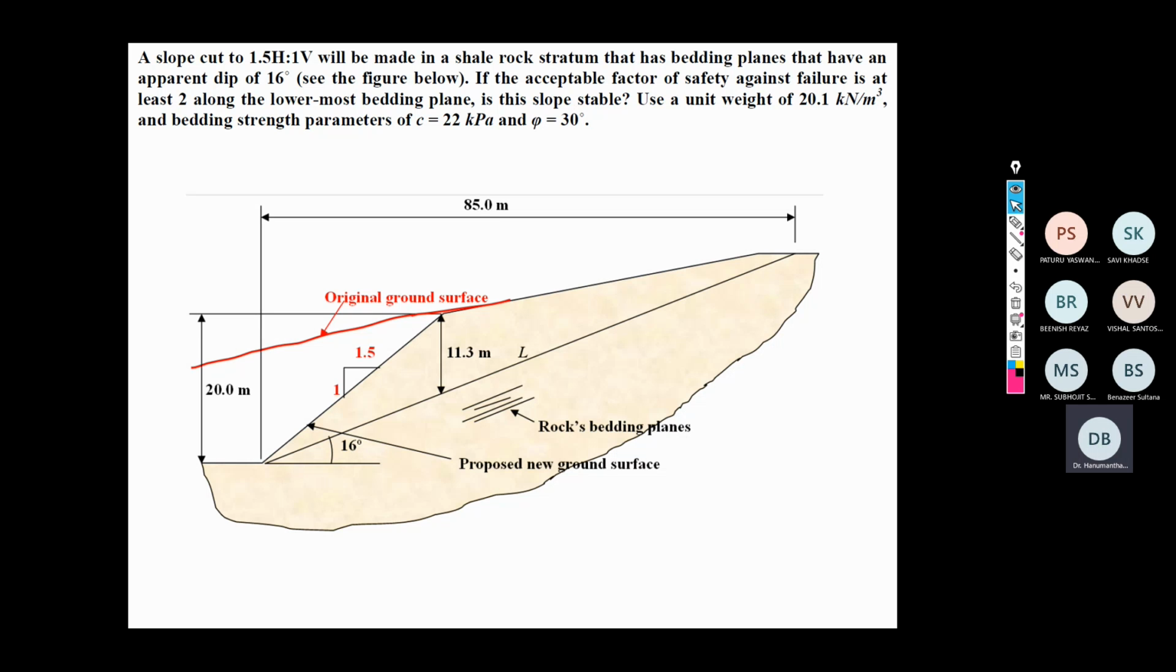So here both the things have been given. If you look carefully, the angle made by the failure plane is 16 degrees, while the slope angle is tan inverse of 1 divided by 1.5. So 1 vertical to 1.5 horizontal. The height of the slope is 20 meter and the horizontal length of the slope is 85 meter.